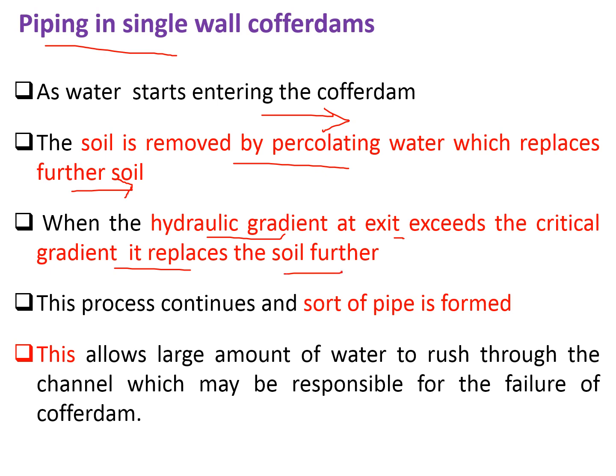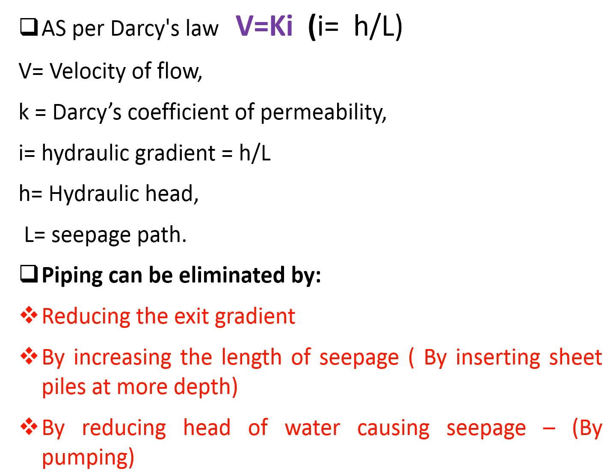तो ज़्यादा से ज़्यादा soil remove होता जाएगा, and this process continues and sort of pipe is formed. तो एक pipe का form ले लेगा and this allows the larger amount of water to rush through the channel and which may be responsible for the failure of cofferdam. तो बहुत ज़्यादा अगर soil replace हो रहा है and pipe का जैसा channel बन रहा है then it may result in failure of cofferdam.